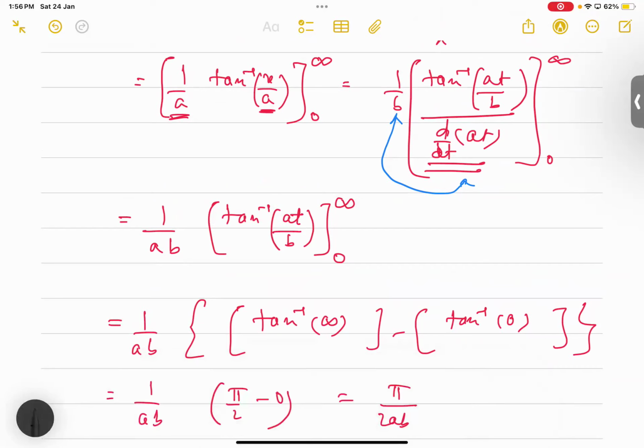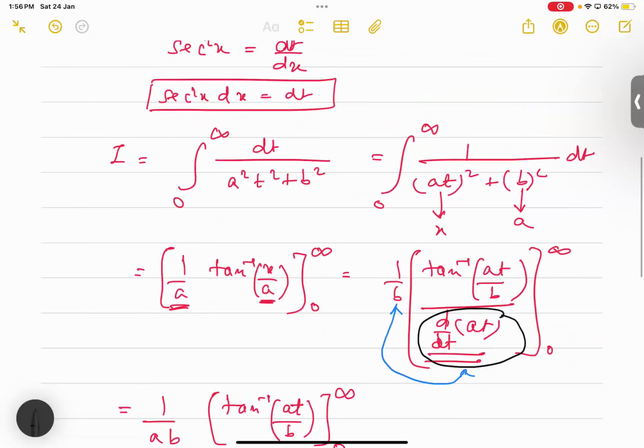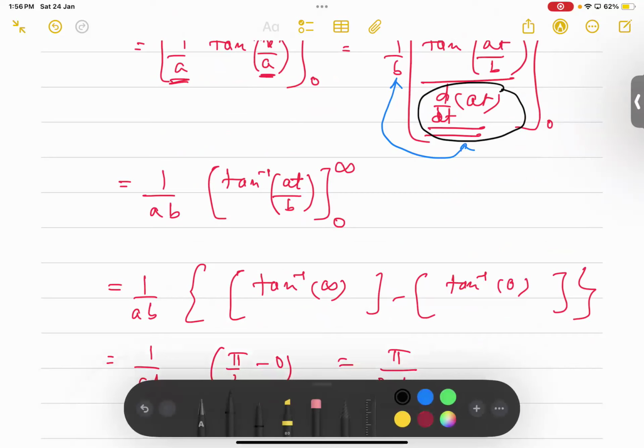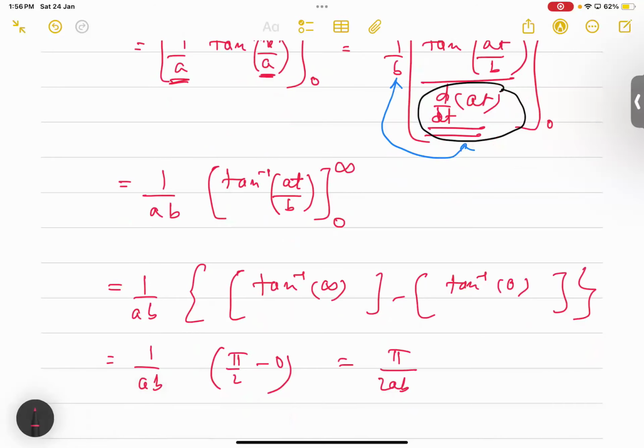This part is chain rule. dy dt of at. Why are you doing it? t square plus a square. Who is t? at. So, chain rule. Clear?